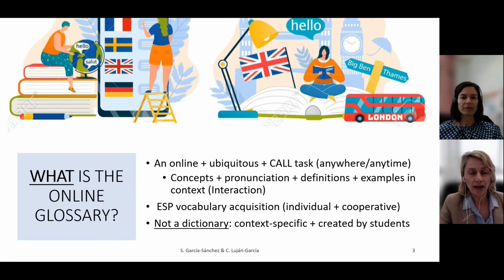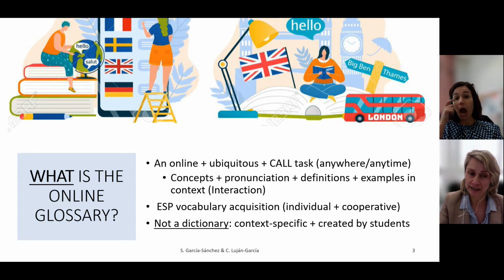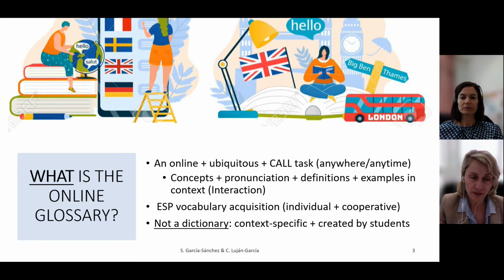As you can see, we're going to respond to the first question, what is the online glossary? And we have considered the definition of the online glossary as a ubiquitous computer-assisted language learning task that can happen anywhere and at any time, so that students can identify concepts, add the correct pronunciation, together with different structures for definitions and also examples in context.